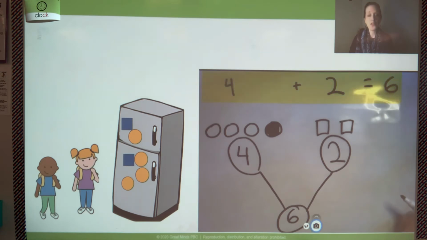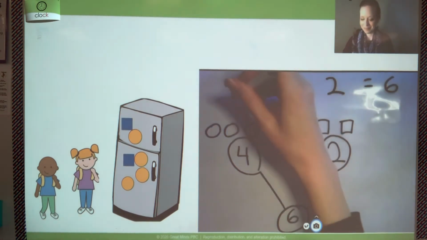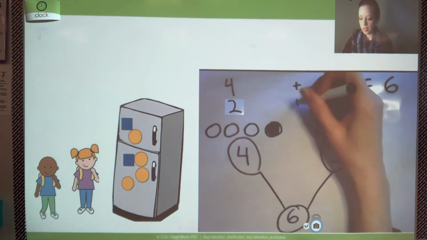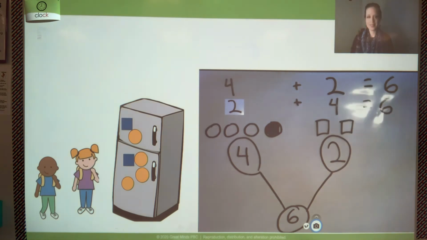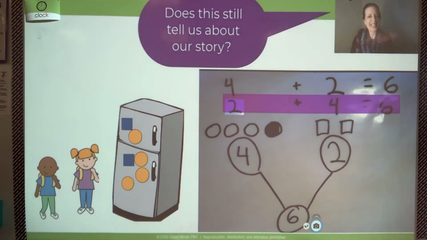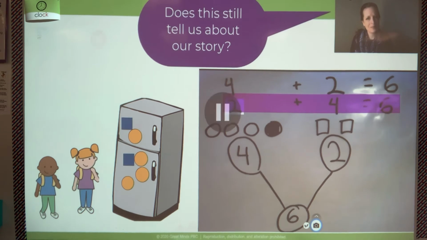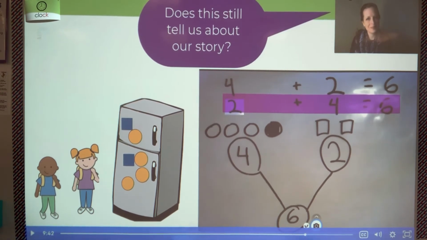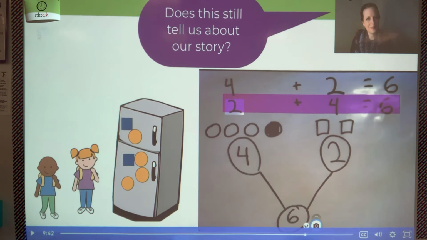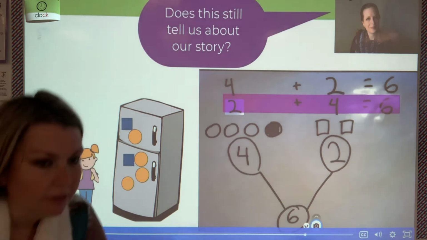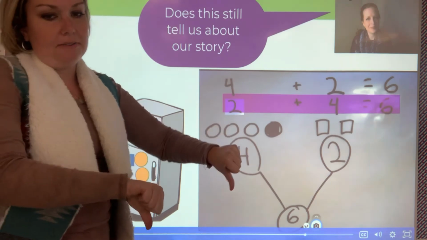Now we wrote 4 and 2 equals 6. What if we wrote it like this? 2 and 4 equals 6. Does this still tell us about our story? Does this still tell us about the story? 2 and 4 equals 6? Remember, thumbs up if it does, thumbs down if it doesn't.